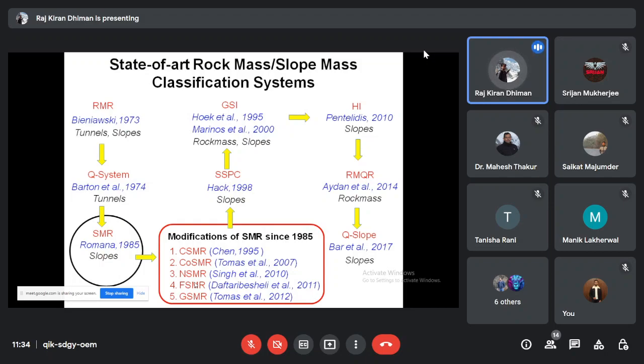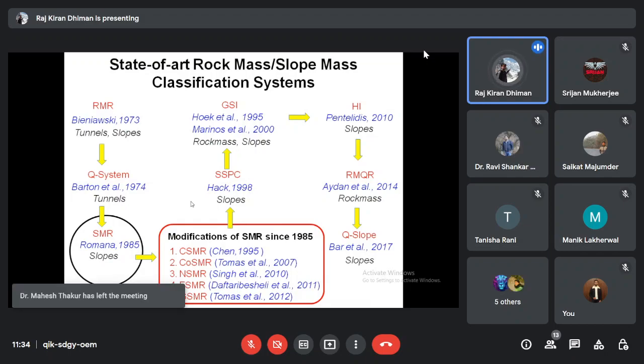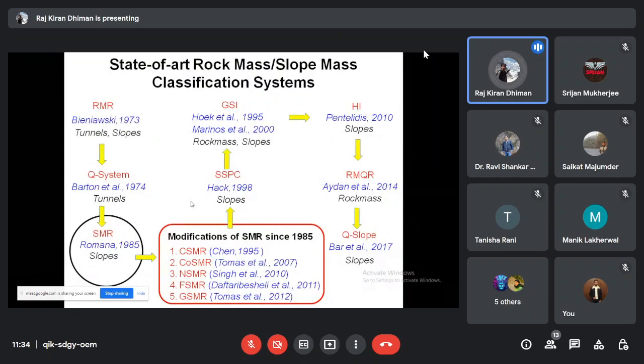But I will today go into the basic SMR and some modification, that is continuous slope mass rating, because these are widely applied and majorly used across the continents. So now there is one more classification called SSPC, slope stability probability classification. There is a very widely used GSI classification system called geological strength index, and there is hazard index 2010, which was developed by Pantalids. And in 2014, there was a new classification called rock mass quality rating. They are all rock mass classification systems.